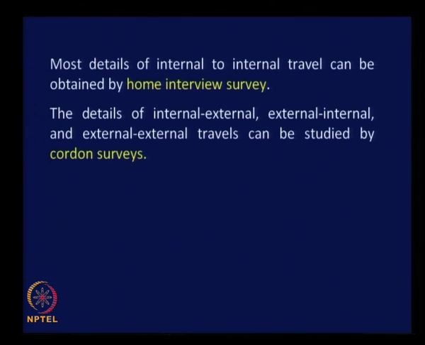The details of internal external, external internal and external external travel can be studied by cordon line surveys or cordon surveys. What do you understand by cordon surveys? The surveys that will be conducted at a convenient point on the cordon line or at the point of intersection of radiating roads and the cordon line. Okay. So, through those surveys only you will be able to get information about the other 3 categories of trips, external to external, external to internal as well as internal to external.